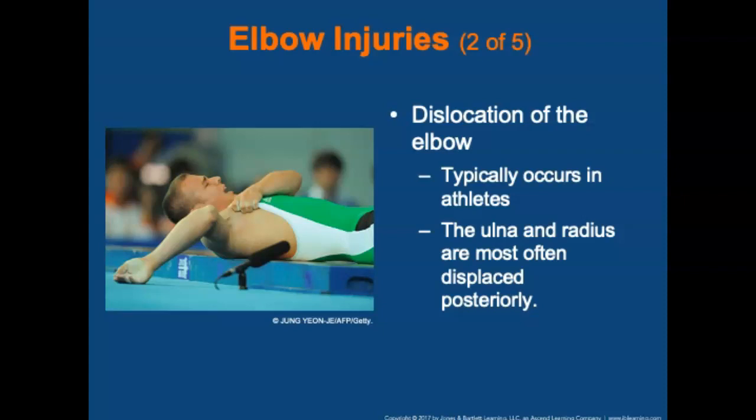Then there are dislocations of the elbow. This type of injury occurs in athletes and rarely in young children. The ulna and radius are most often displaced posteriorly relative to the humerus. The posterior displacement makes the process of the ulna much more prominent. With this injury there is swelling and significant potential for vessel and nerve injury.